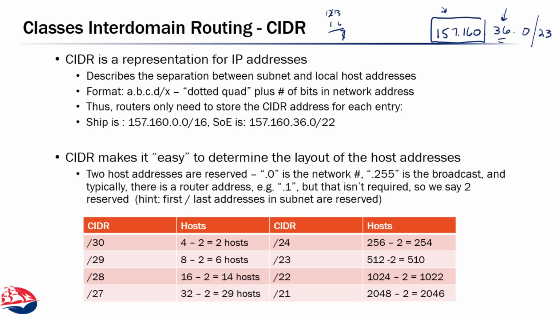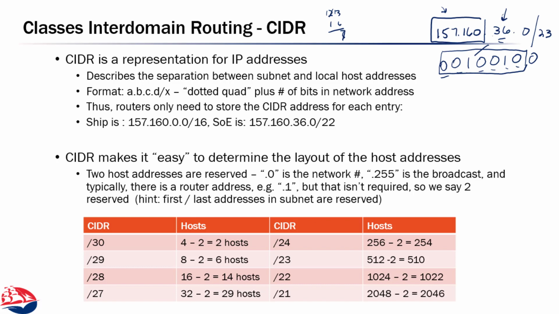So again, 36 in binary. I don't have a 128. I don't have a 64. I do have a 32. I don't have a 16. I don't have an 8. I do have a 4. I don't have a 2. And I don't have a 1. So that's 36 in binary. And what we're saying is 7 of these bits are all part of the same network.